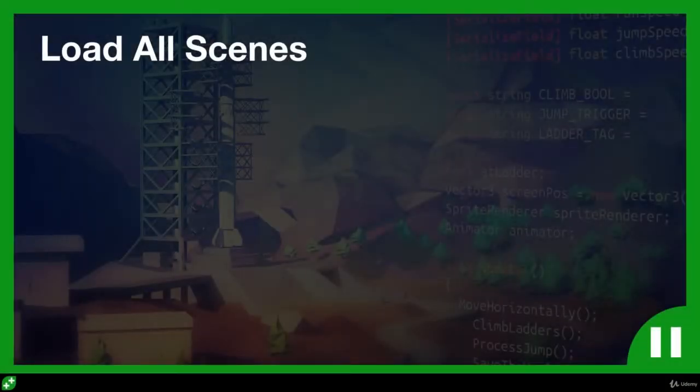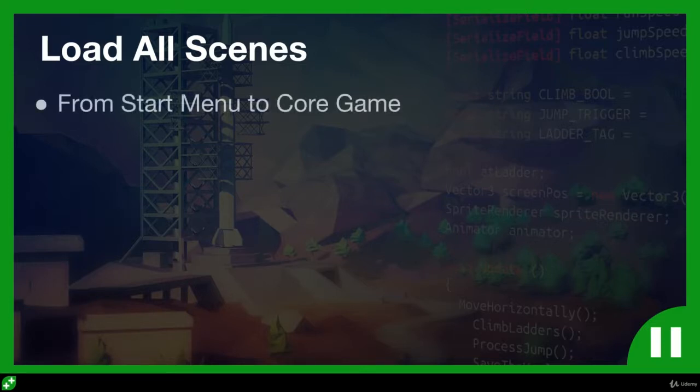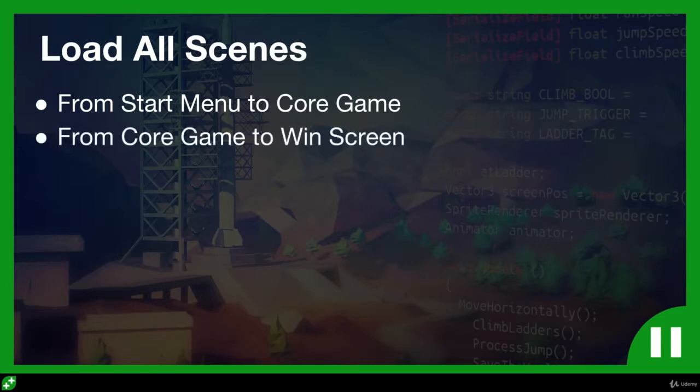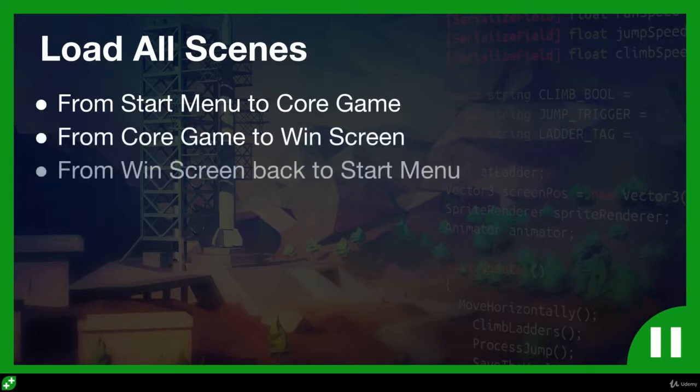So we laid the foundations in the previous lecture for what we're doing now, which is our challenge to load all of the scenes. So I give this to you as a challenge. I think you've got all the information to load from start menu to core game, which we did in the last video, from core game to win screen, and then from the win screen back to the start menu, which will require a different method to set up. So let me give you some hints here. If that's enough for you to go on, then jump in and take on that challenge now. If you want some hints, here are the hints.